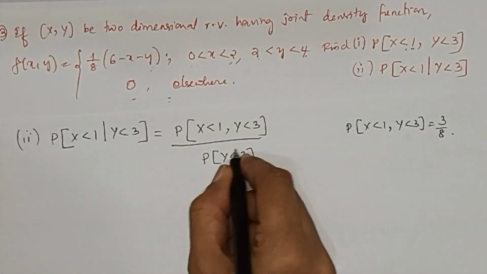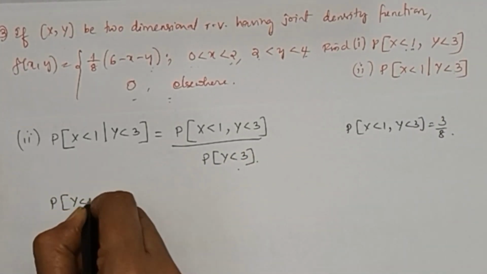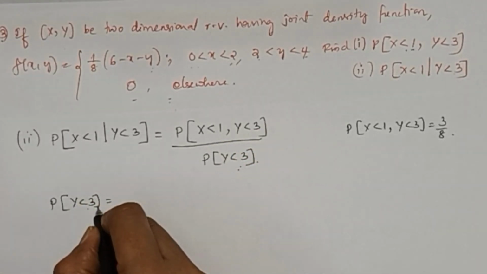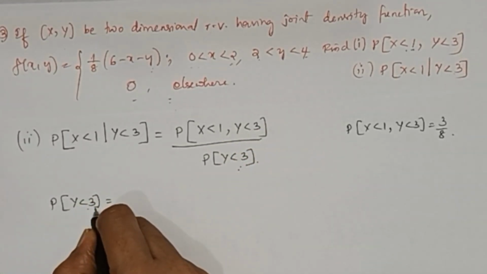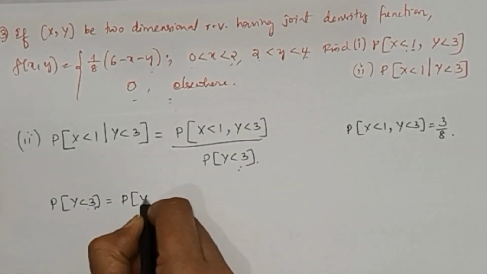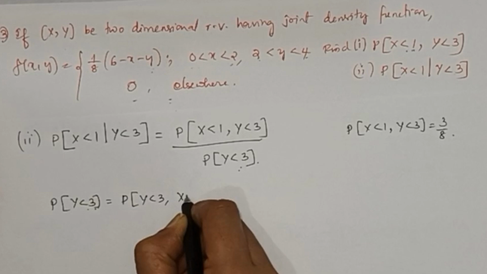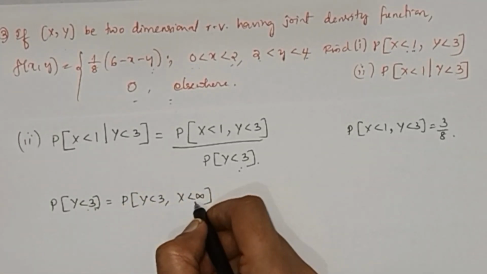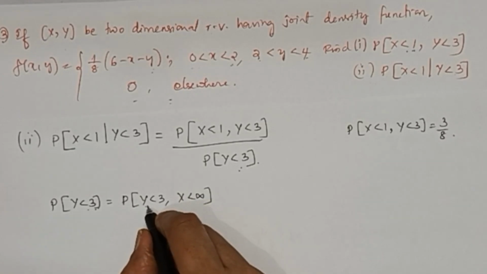Now I have to just calculate P of y less than 3. Later I will substitute that here. P of y less than 3 means it is the marginal distribution function of y. So as per this, P of y less than 3 and x is less than infinity. The condition on x is you can take any value, but y is less than 3.